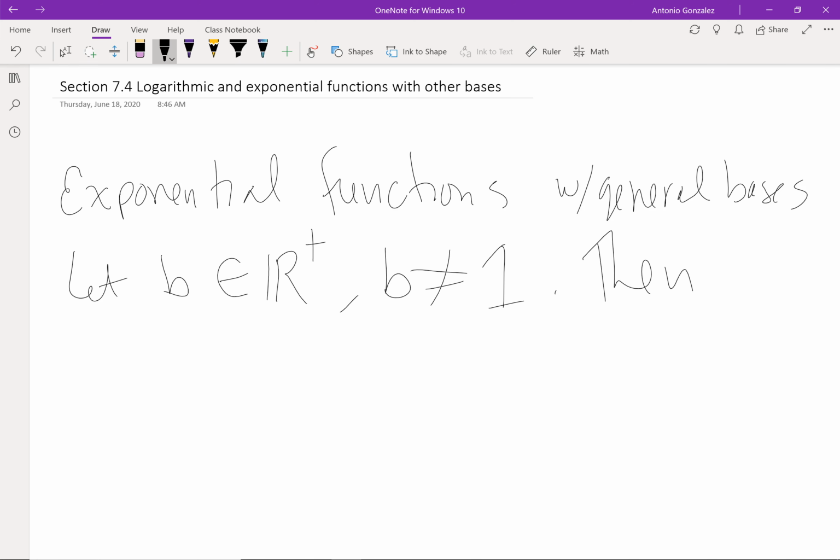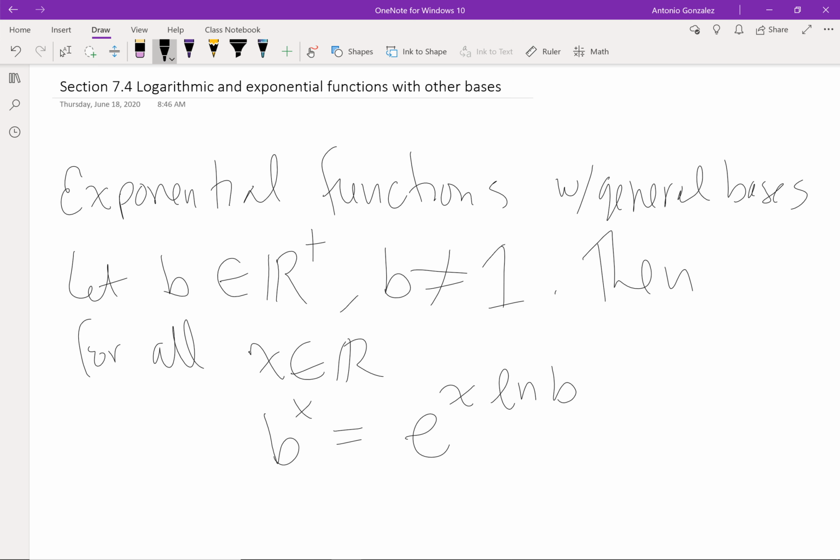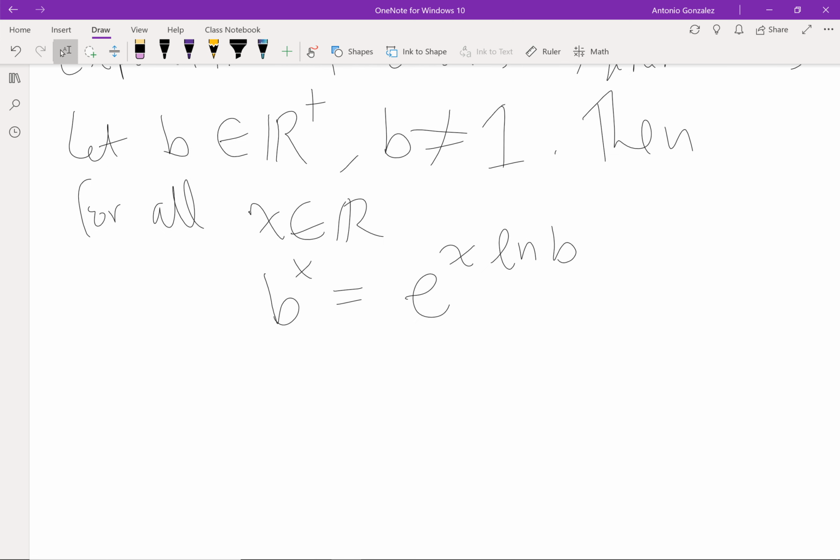Right. So if b is any positive number that is not 1, then for all x an element of the real numbers, b to the x is equal to e to the x ln of b. So this is the definition of an exponential with a base other than e. When you think of 2 to the x, the representation of that is e raised to x times the natural log of b, whatever that base may be.